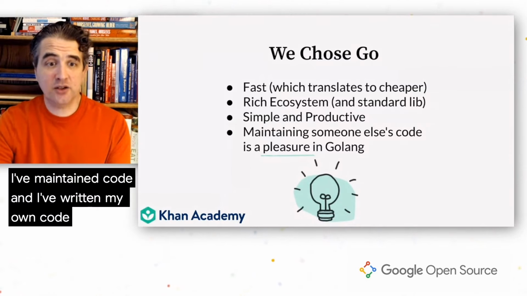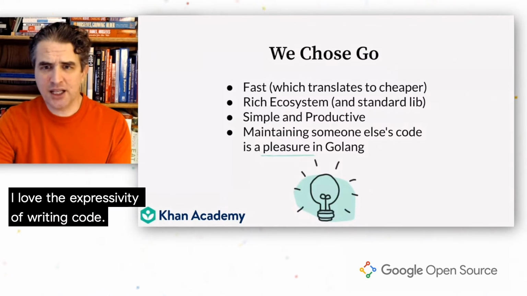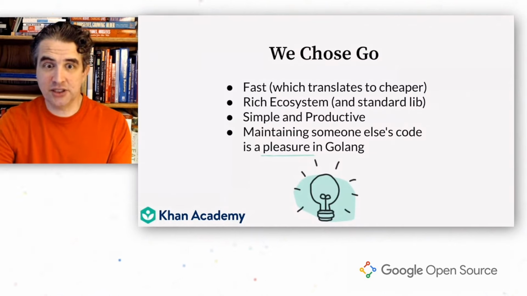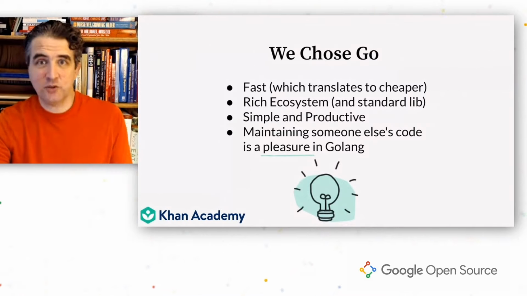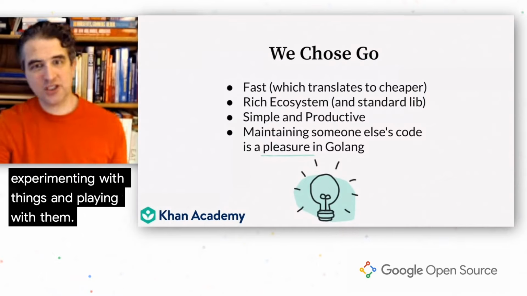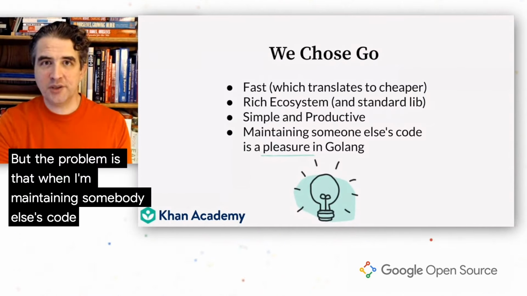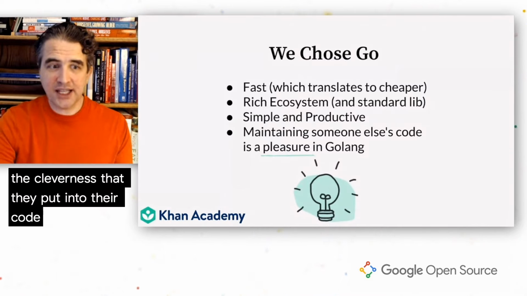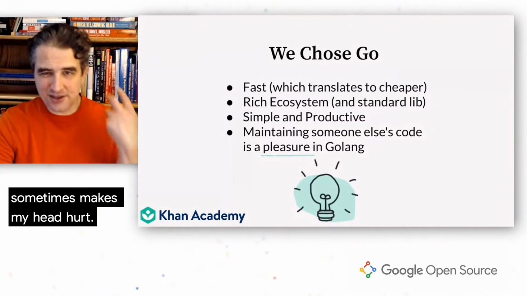I've maintained code and I've written my own code in many different languages over my career. I love the expressivity of writing code. I love doing some clever little trick and doing all these other kinds of things, switching from one paradigm to another, experimenting with things and playing with them. It's a true joy. But the problem is that when I'm maintaining somebody else's code, the cleverness that they put into their code sometimes makes my head hurt.